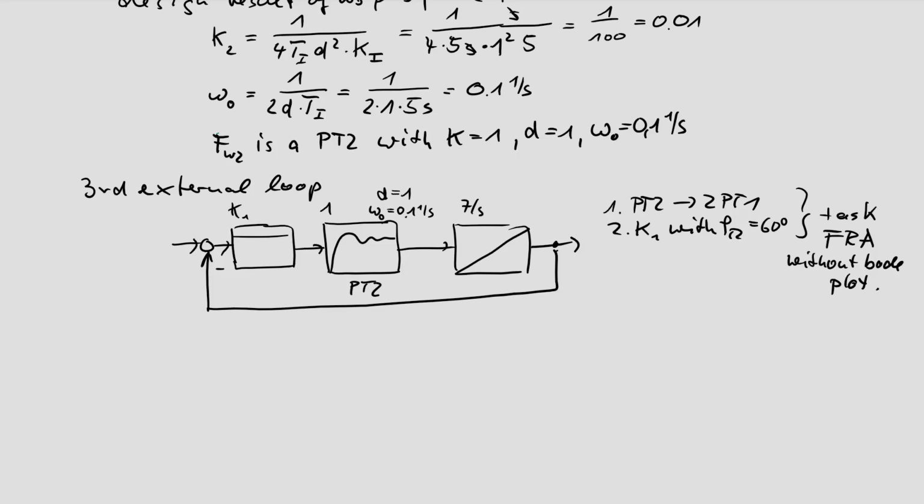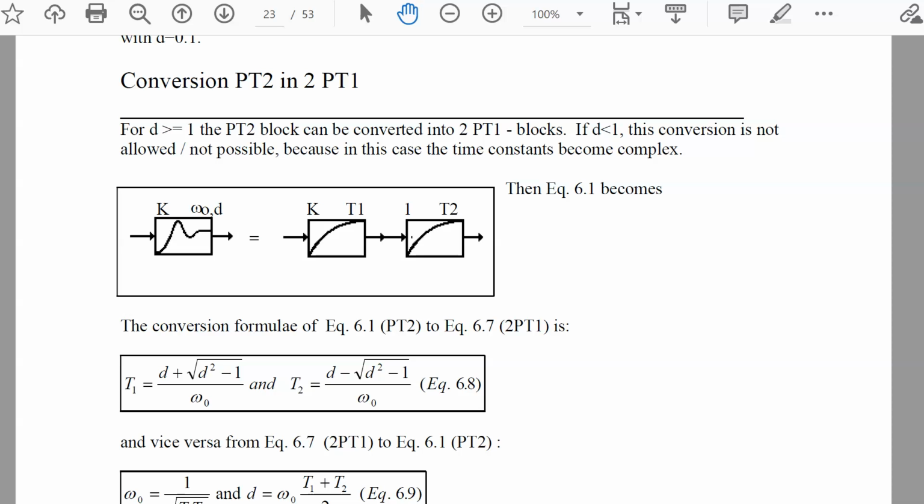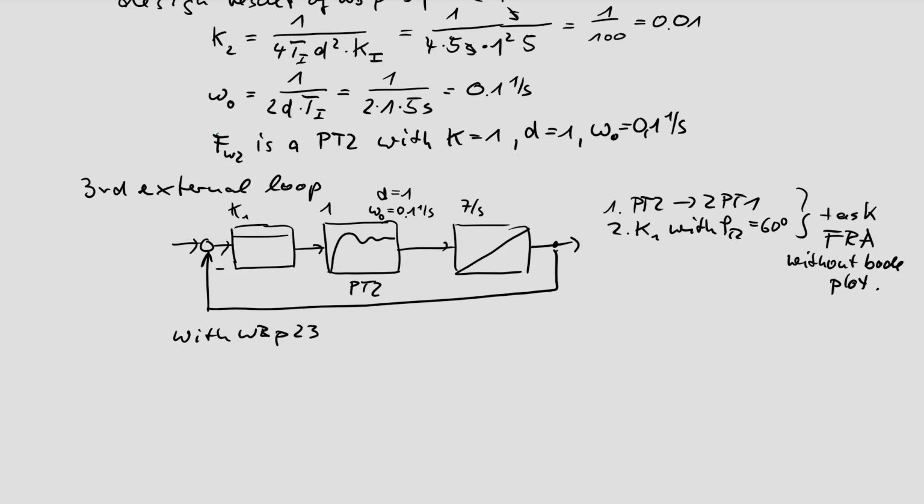So note in the workbook, page 23. T1, T2 has in the denominator our omega naught. Then we have d plus or minus square root of d squared minus 1. Because d is 1, the square root is 0. Then we have 1 divided by omega naught, and this is 10 seconds. So we have two time constants with the same size, 10 seconds.